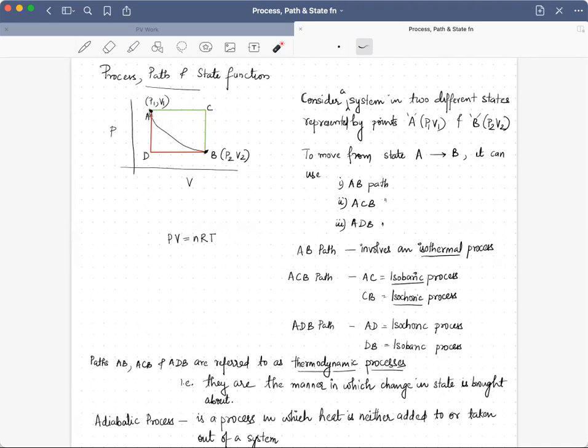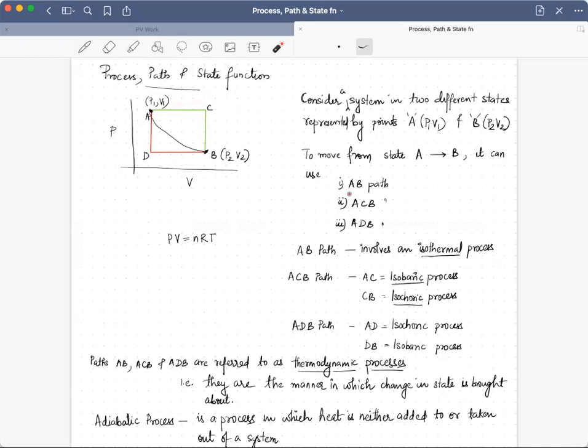That can be, as shown in this figure, a black path like this AB, a curved path like AB, or a path like ACB, or a path like ADB. In any of these paths, if the system travels, it would be able to reach this particular state, that is B. Now let's consider individually each of these paths.